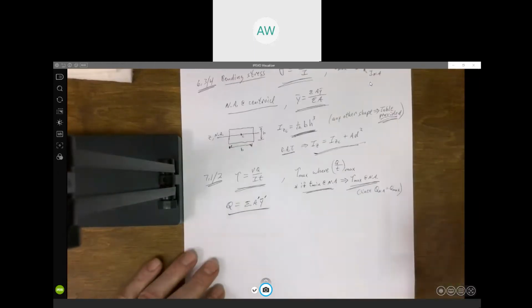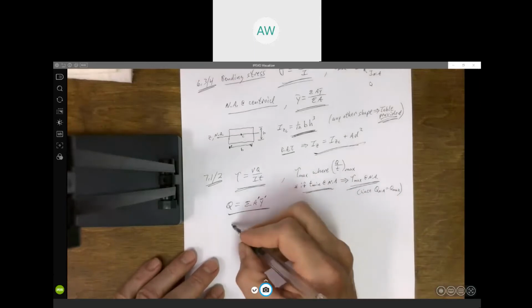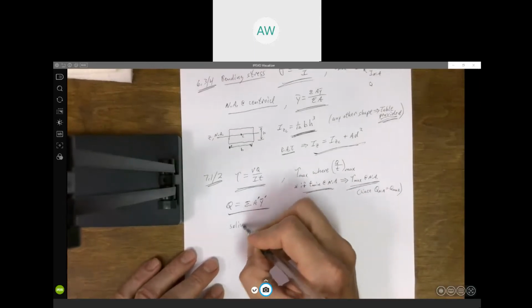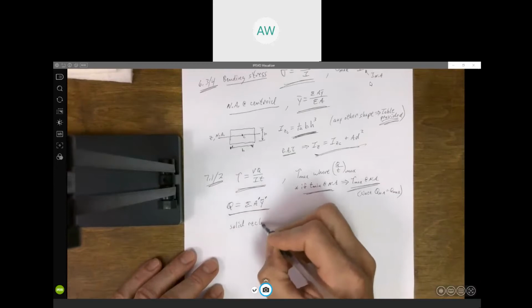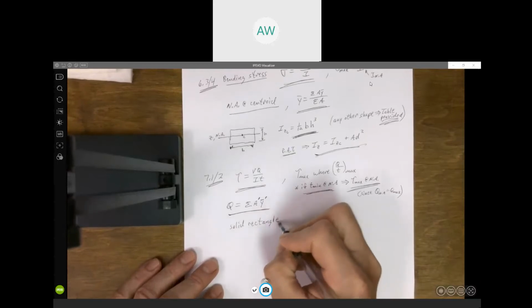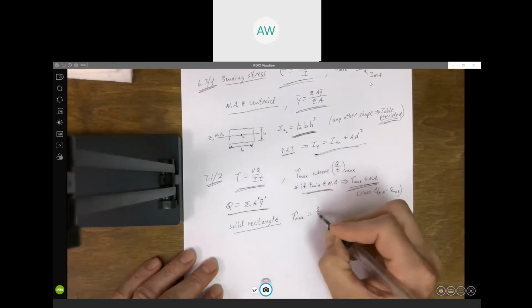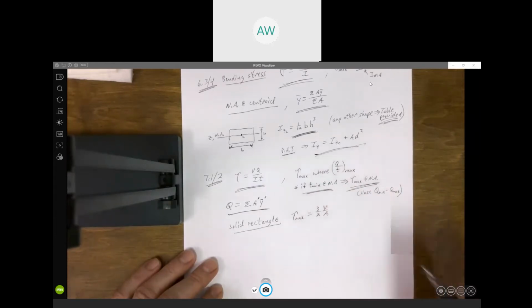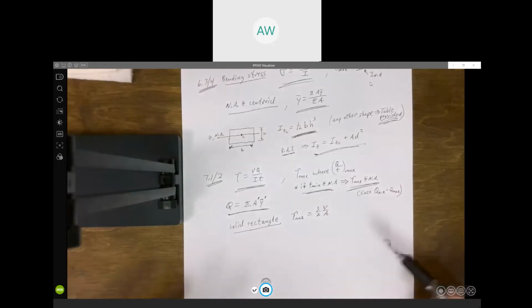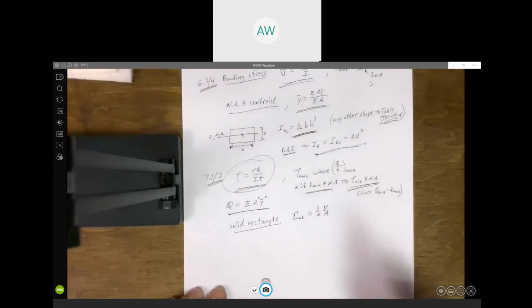And then if you want, and you may or may not need this, but I'll just remind you, we used this just a minute ago. For a solid rectangle, tau max was 3/2 V over A. So if you encounter a problem with a rectangular cross section, like that first example we did, and you want to use that, it'll save you a few minutes. But otherwise, that formula always works.